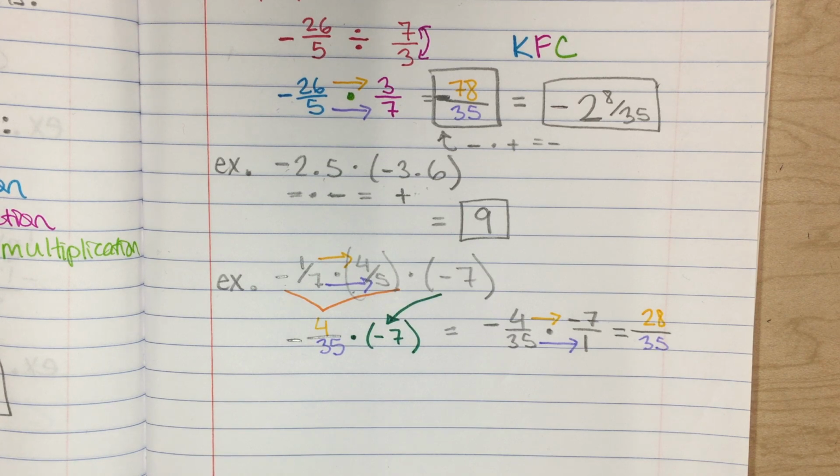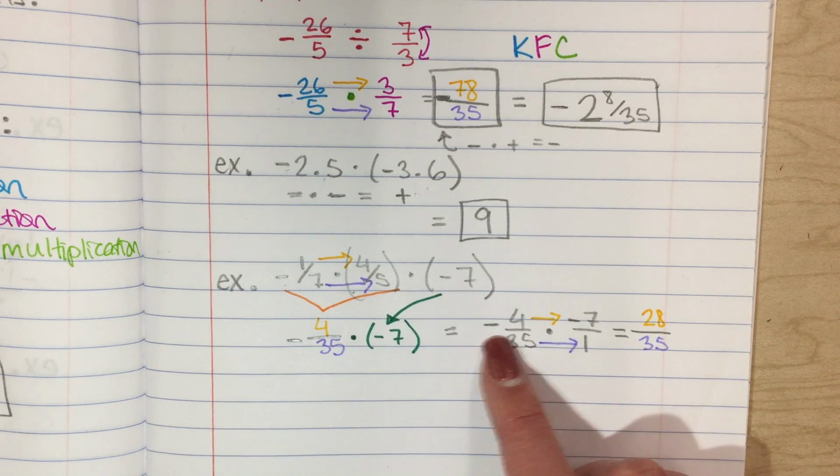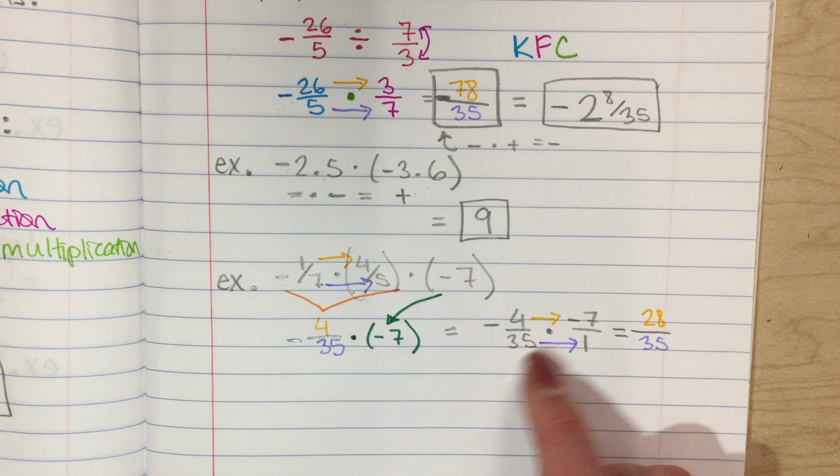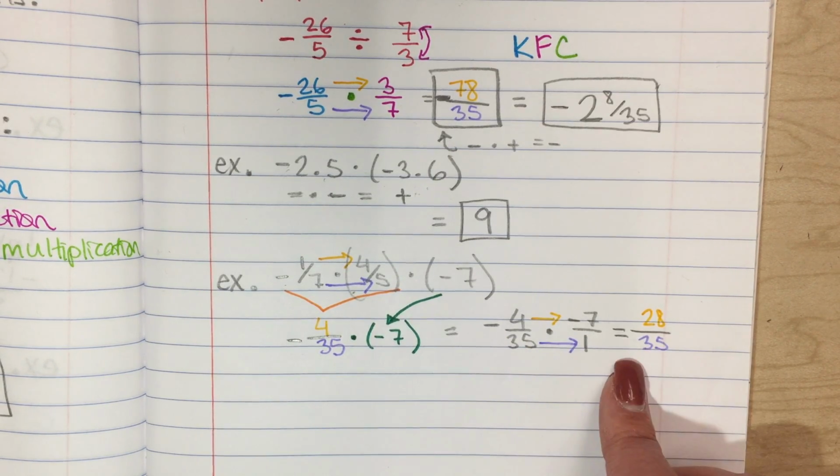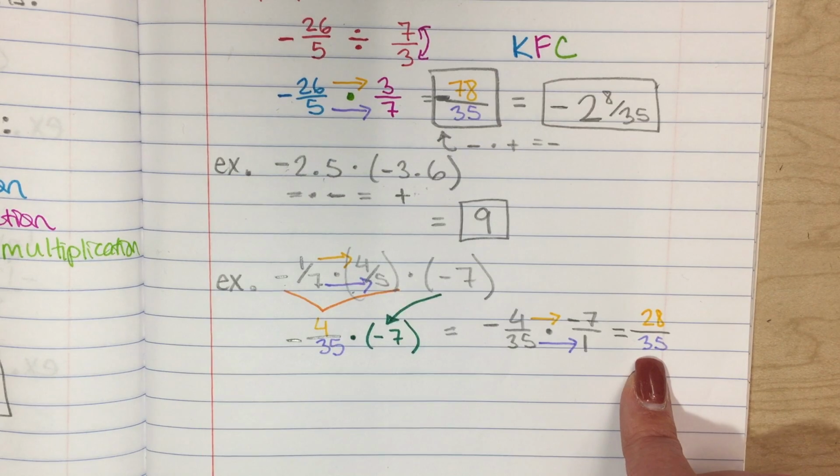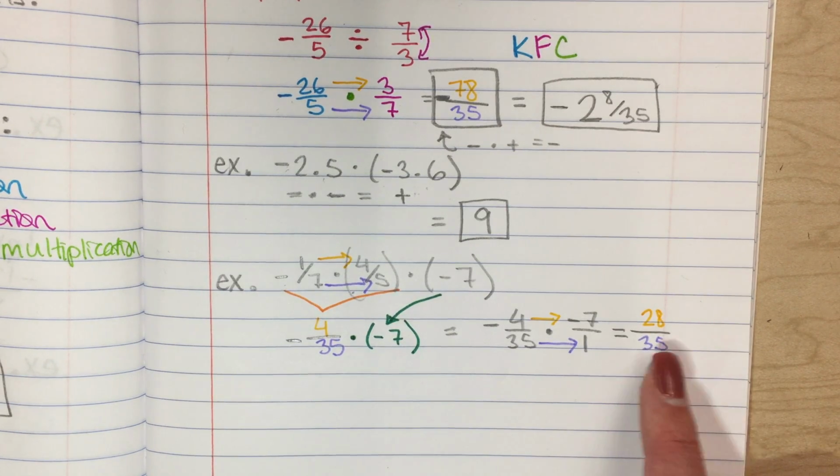28 over 35. And then I need to think about my signs. Don't forget them. A negative times a negative, my answer is going to be a positive, because a negative times a negative is always a positive. So this is my answer.